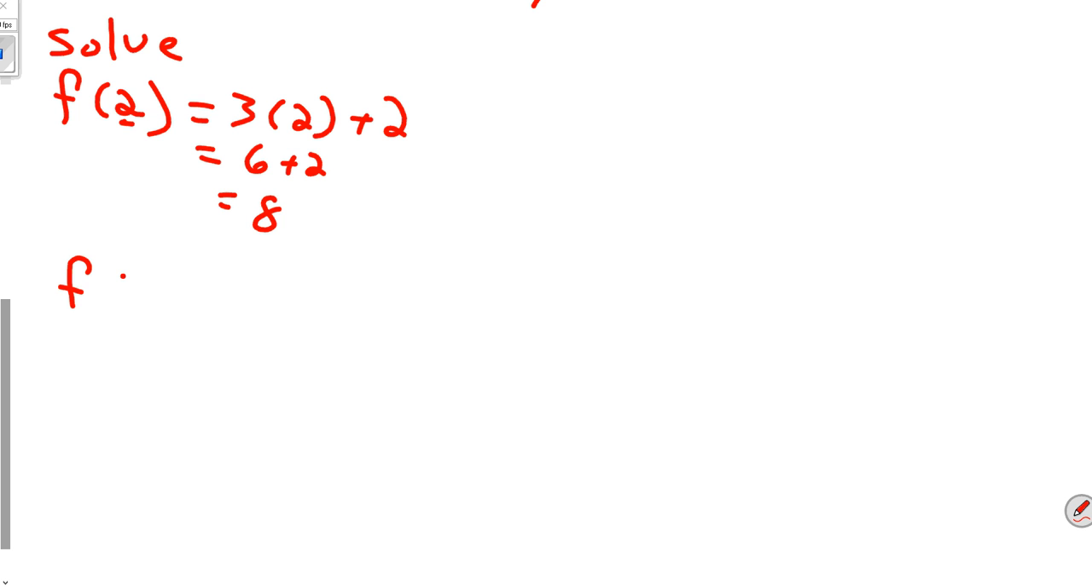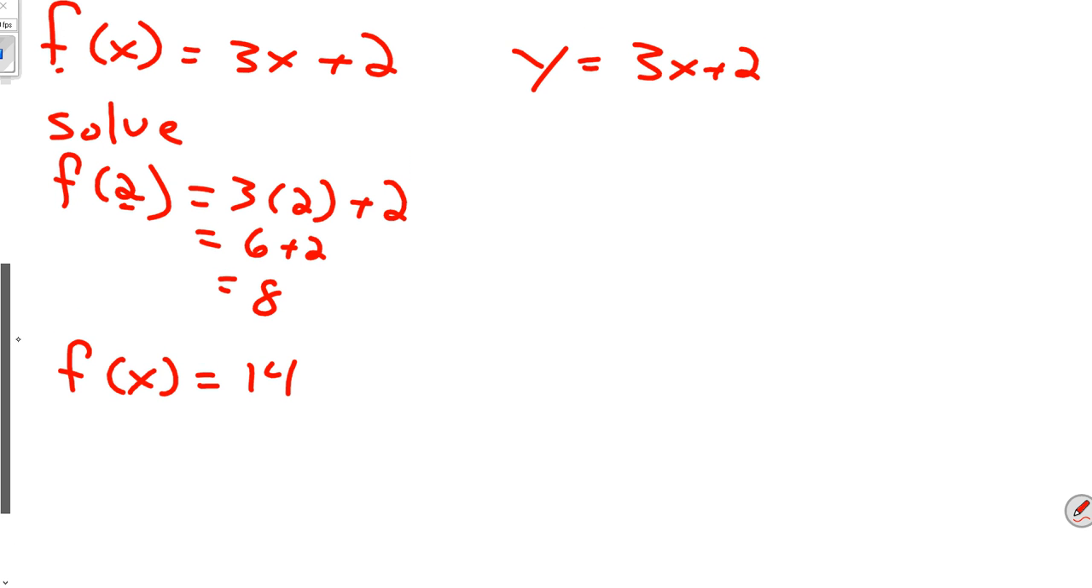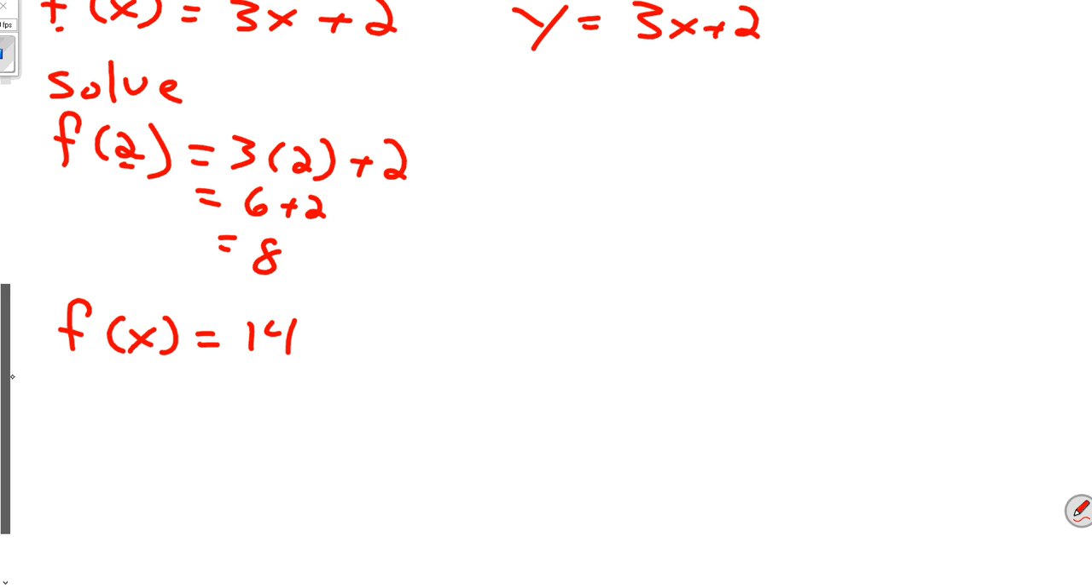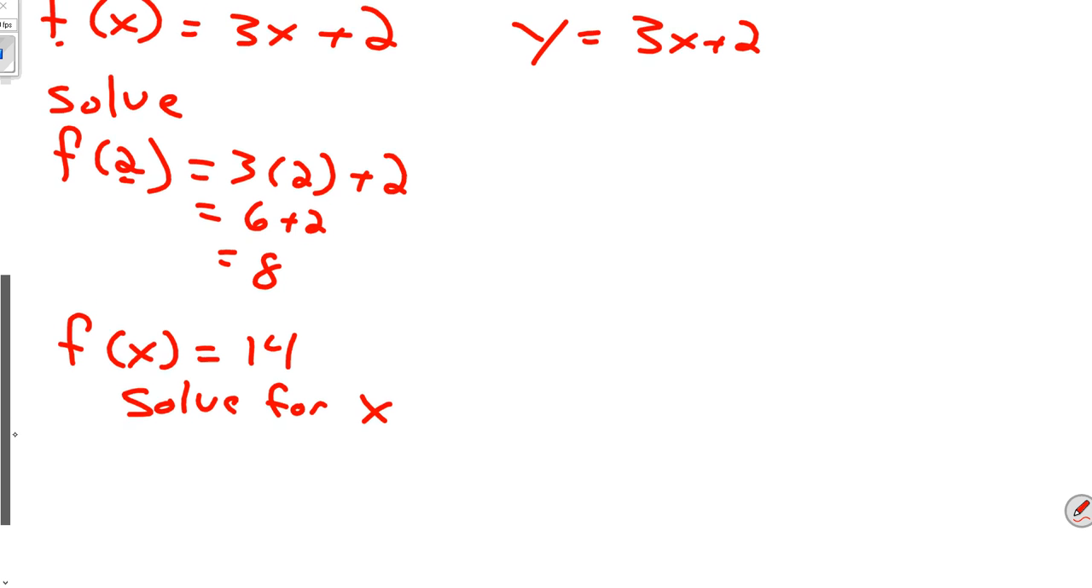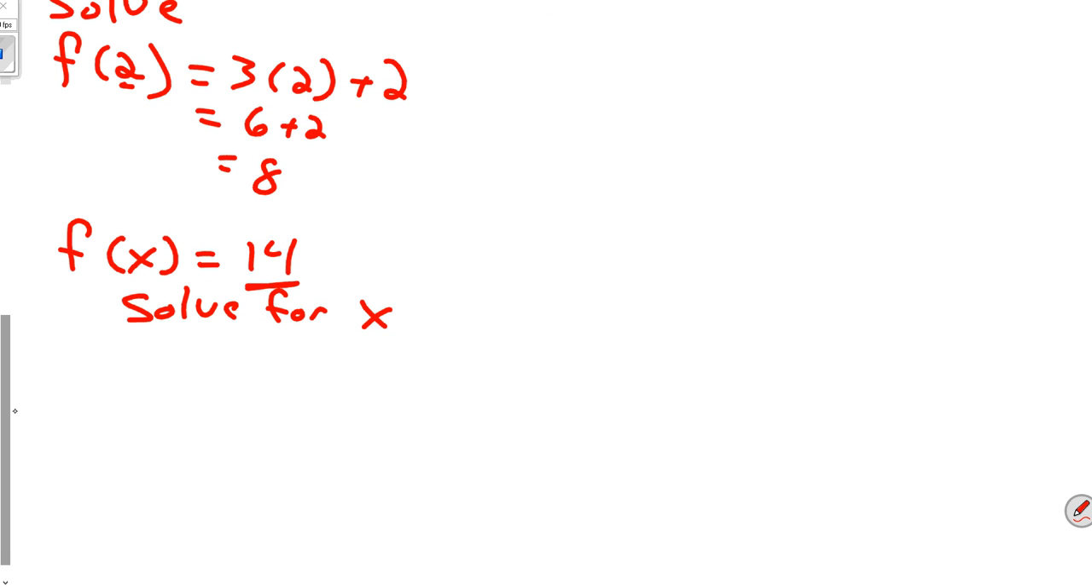Sometimes you could be asked this, though. F of x equals, oh, let's go. The same question. So it's like f of x equals 14. Solve for x. So what this is saying is, this is the answer. What did I plug in for x? So you're solving for x now. So you'd say like 14 equals 3x plus 2.